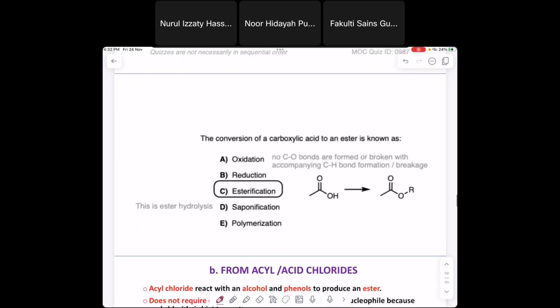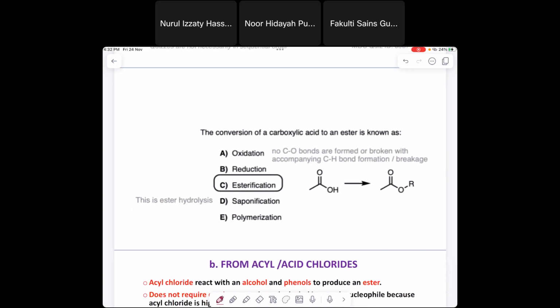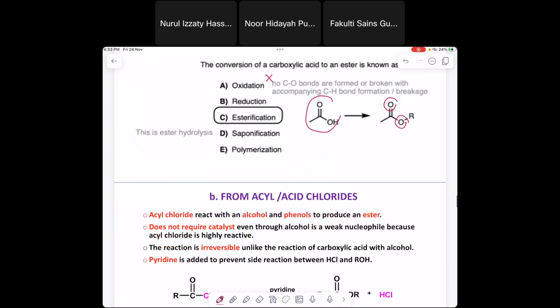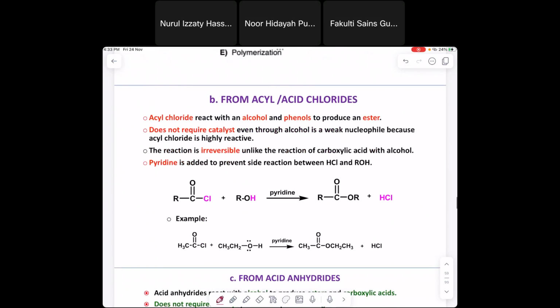Okay, ni soalan yang simple lah kan. Okay, dia ada explanation kat sini sebab apa, sebab no CO bond are formed or broken accompanying CH bond formation or breakage. Dan ni dia kata bukan oxidation sebab tak ada CO bond broken. Tapi kalau selalu pelajar macam confused sama ada oxidation atau tak sebab macam ada oksigen kan penambahan. Tidak ada penambahan pada spesies oksigen dia, so there's no oxidation. It's purely an esterification.